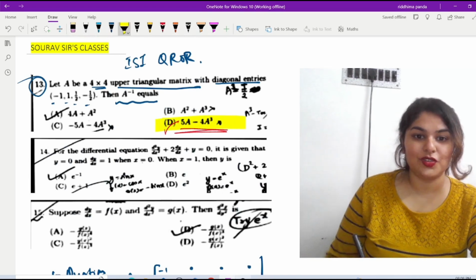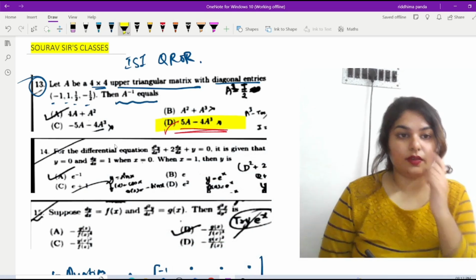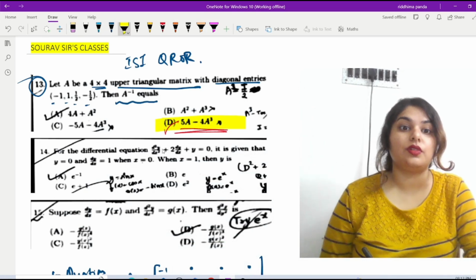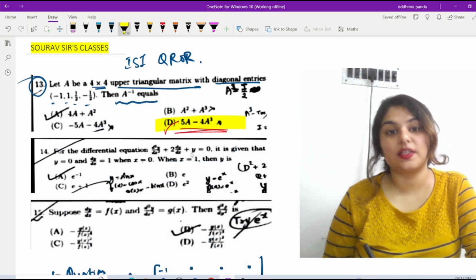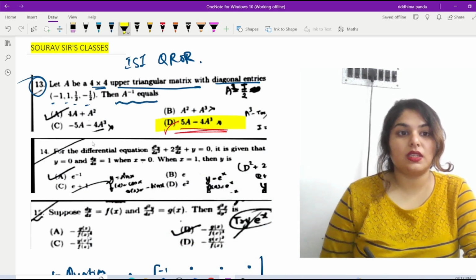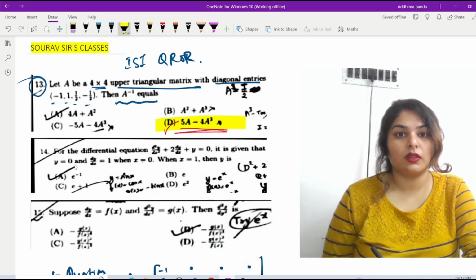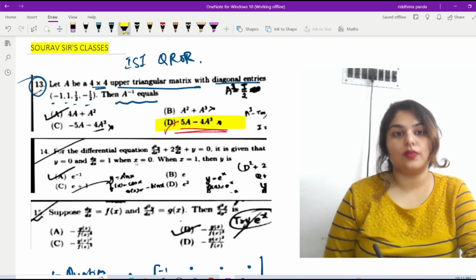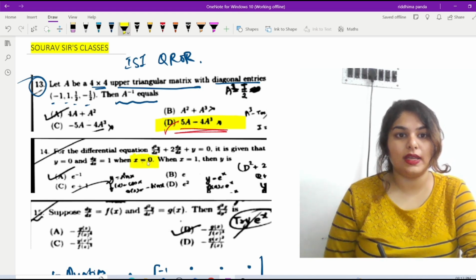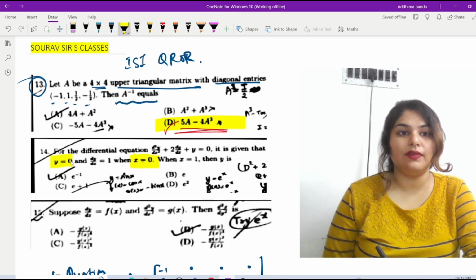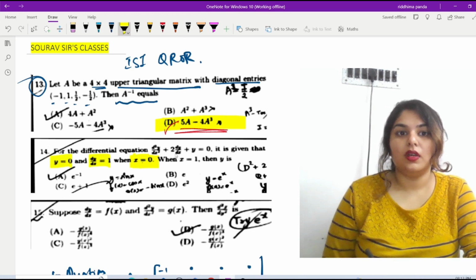Next question. The next question reads, for the differential equation d2y by dx square plus 2 dy by dx plus y is equal to 0, it is given that y is equal to 0 and dy by dx is equal to 1 when x is equal to 0. So at x equal to 0, y will be 0 and the first derivative will be 1. So what should be the value of y when x is equal to 1?